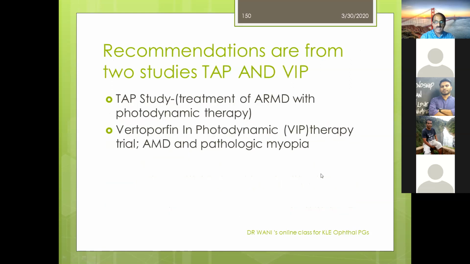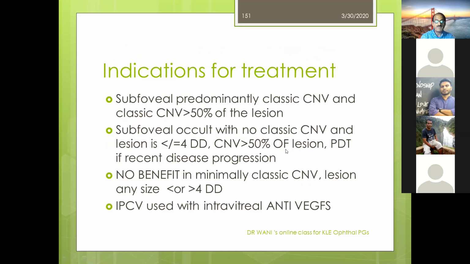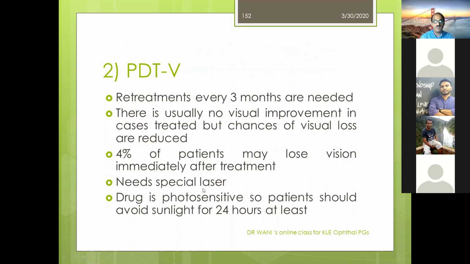This was proved in the TAP study and VIP study, but it was effective only for predominantly classic or only occult lesions. In between lesions, they did not respond well. Retreatments are needed every 3 months. The results were no visual improvement, but there was maintenance of vision. About 4% of patients lost vision, and it needs a special laser.